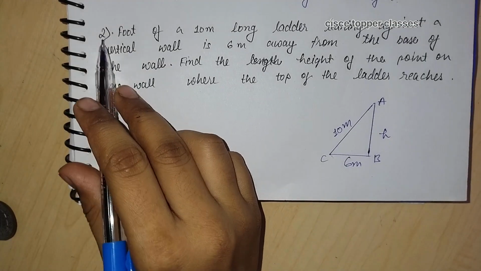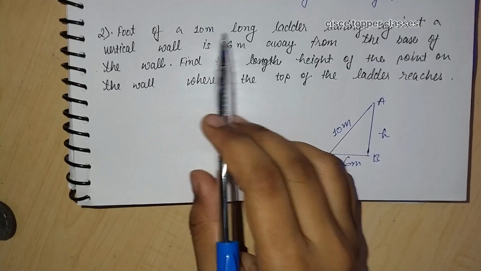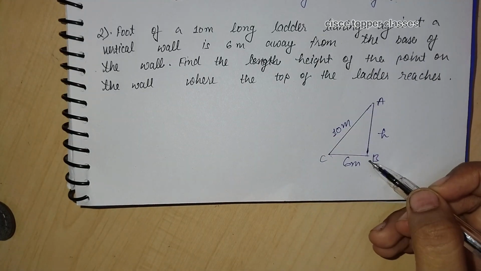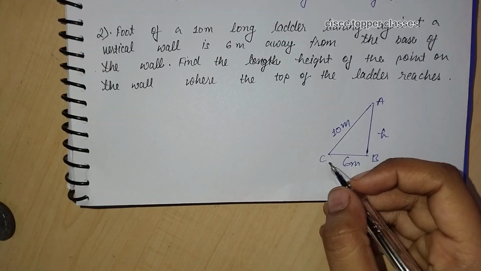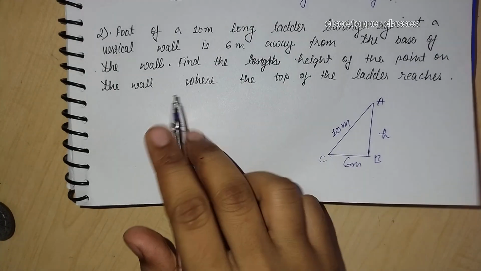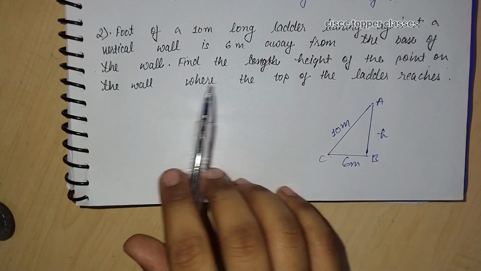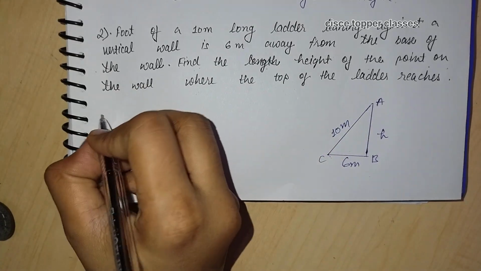Let's solve here the second question. Here the foot of a 10-meter long ladder leaning against a vertical wall is 6 meter away from the base of the wall, as we have drawn in the diagram, and we have to find the height of the point on the wall where the top of the ladder reaches.